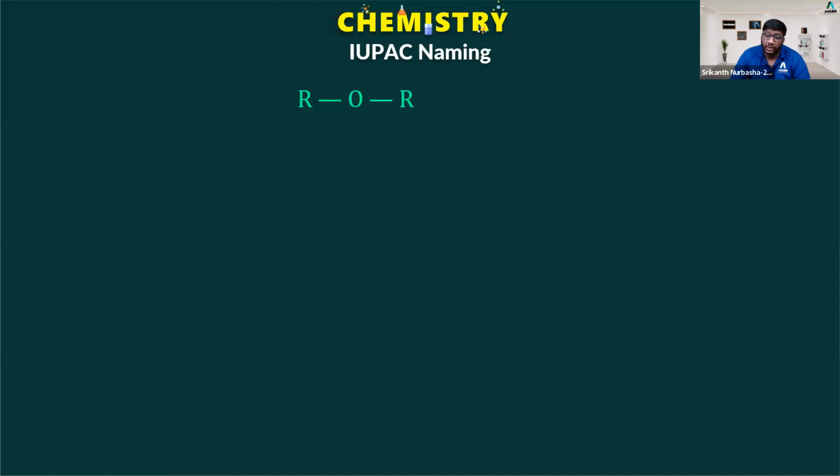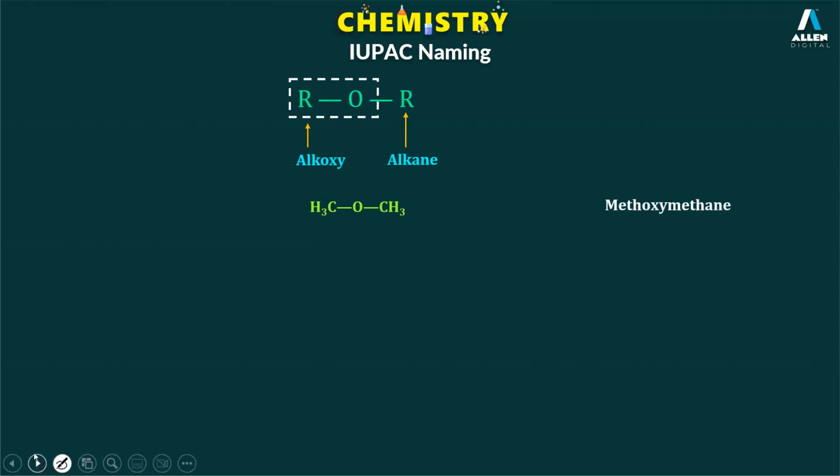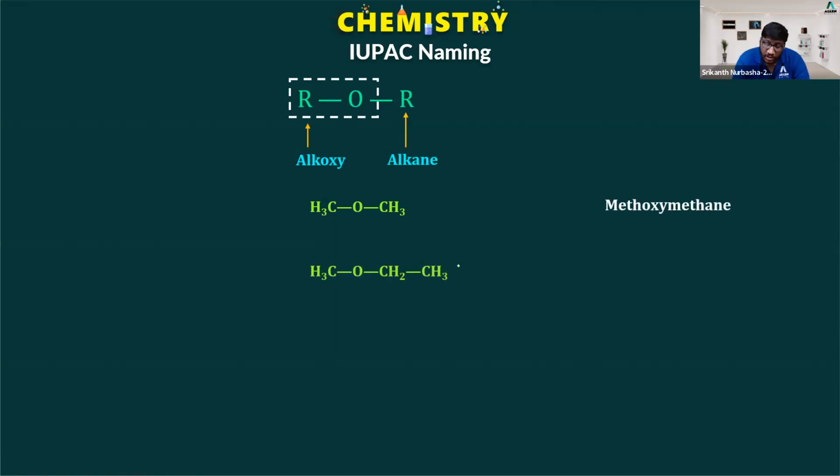Right, students? Then we are going to look at the names of ethers. What is the naming of ethers? How is the IUPAC name given? Alkoxy alkanes, ROR systems, alkoxy alkanes. CH3OCH3. What is the name of this? CH3OCH3 is nothing but methoxymethane. CH3OCH2CH3.